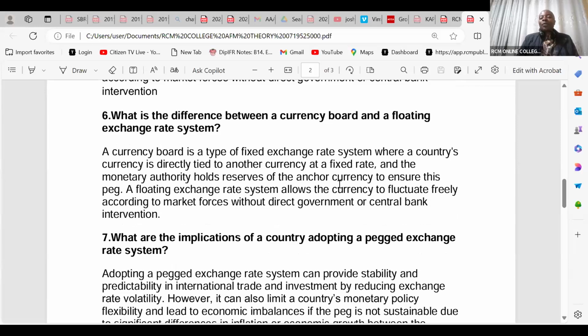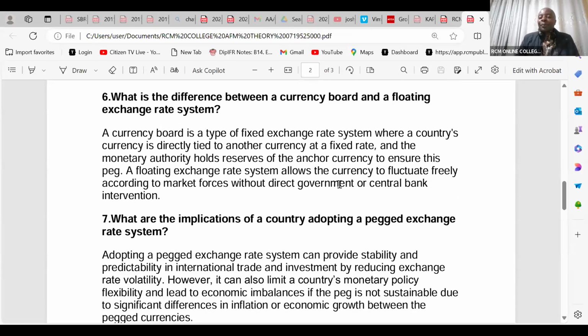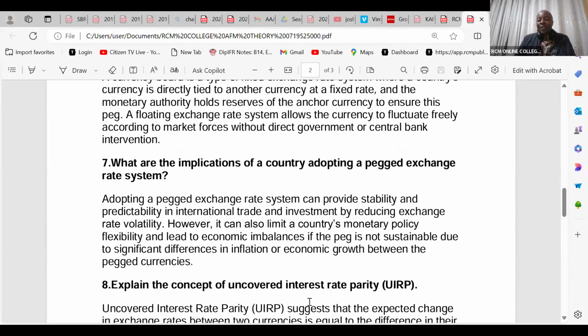So what are the implications of a country adopting a fixed exchange rate, a pegged or board currency exchange rate, where you just peg to another currency and then fix it? Adopting a pegged exchange rate system can provide stability and predictability in international trade and investment by reducing exchange rate volatility. However, it can also limit a country's monetary policy flexibility and lead to economic imbalances if the peg is not sustainable due to significant differences in inflation or economic growth between the pegged currencies.